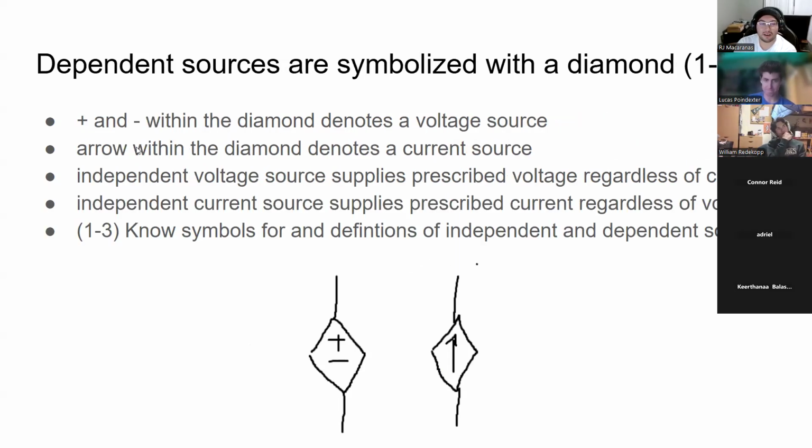Then we got these dependent sources. So these are just symbolized with the diamond. Sometimes you'll see them in a square in some textbooks, but definitely not a circle.